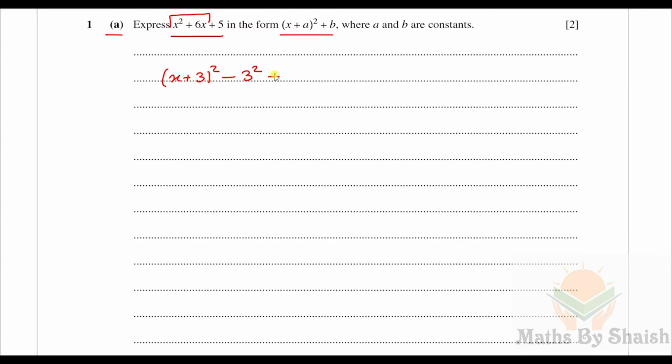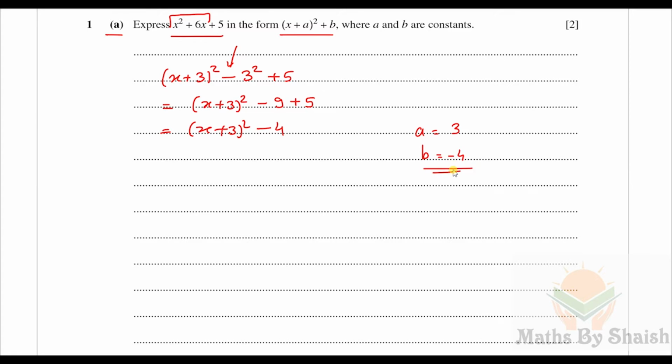and plus 5, and this is going to be (x plus 3) whole square minus 9 plus 5, or (x plus 3) whole square minus 4. We only need to be careful with this because we always subtract the square of the number we got by taking the half of the coefficient of x. So here we got a as 3 and b as minus 4.